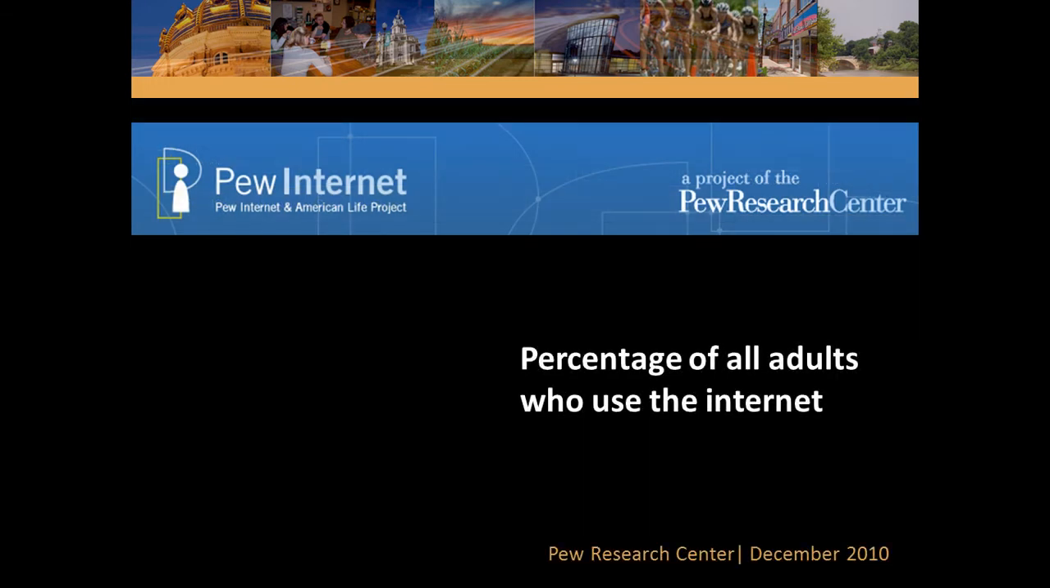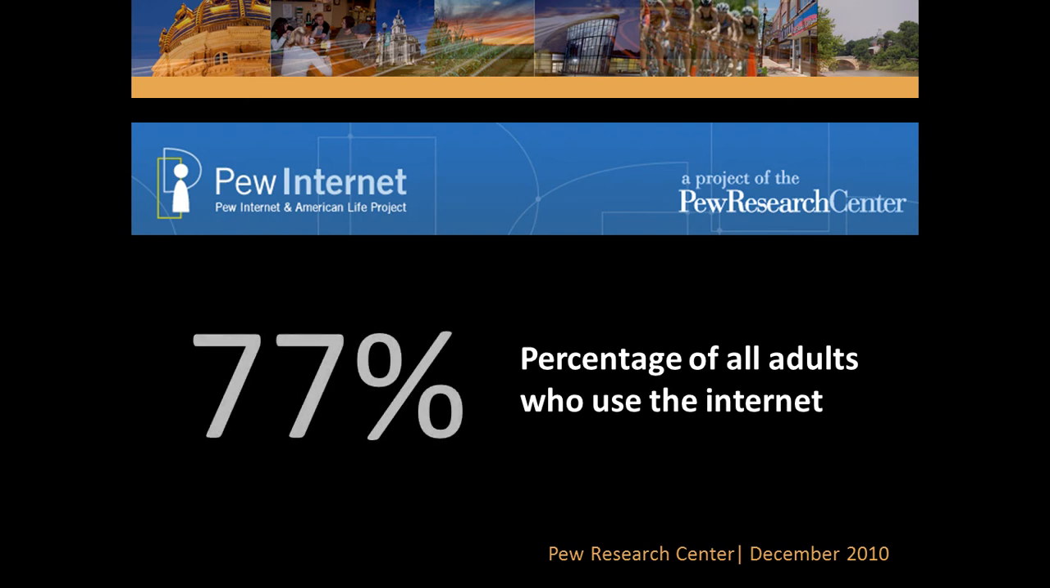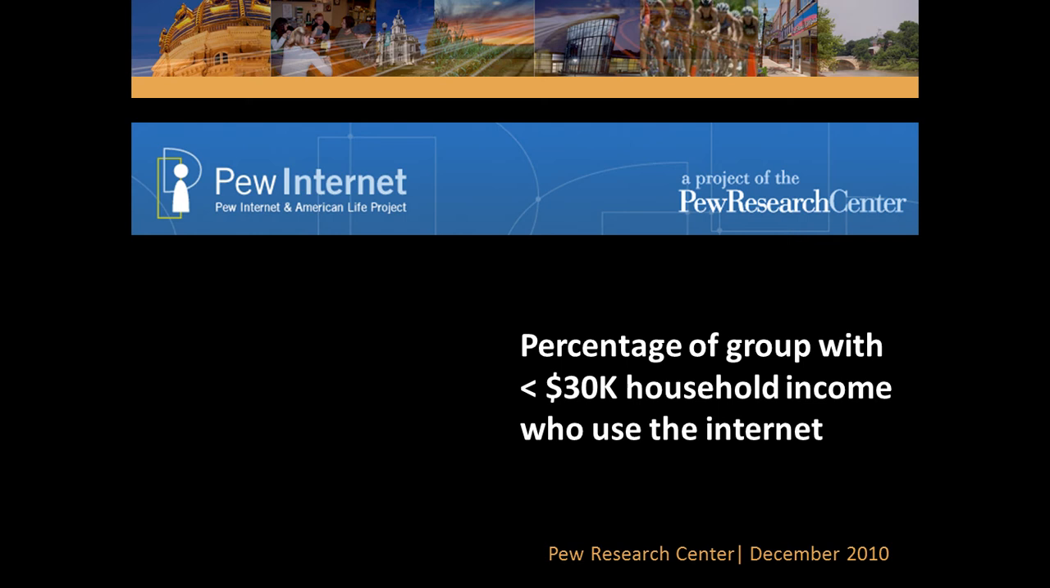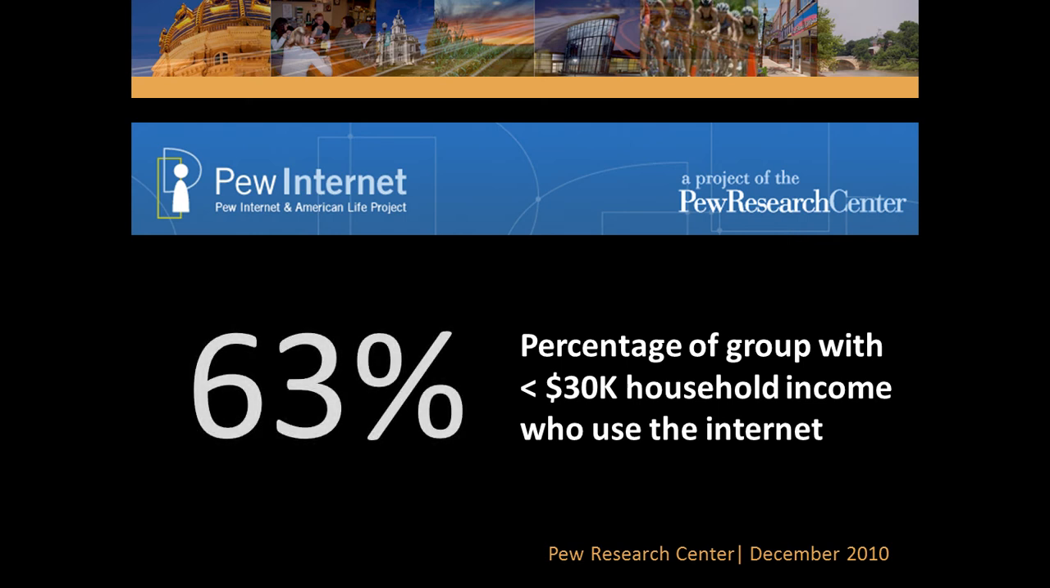Who's online? A December 2010 study revealed that 77% of all American adults use the Internet. But what about lower-income households? The study showed that 63% of adults in the group with household incomes of $30,000 or less, a level near the poverty line, use the Internet.